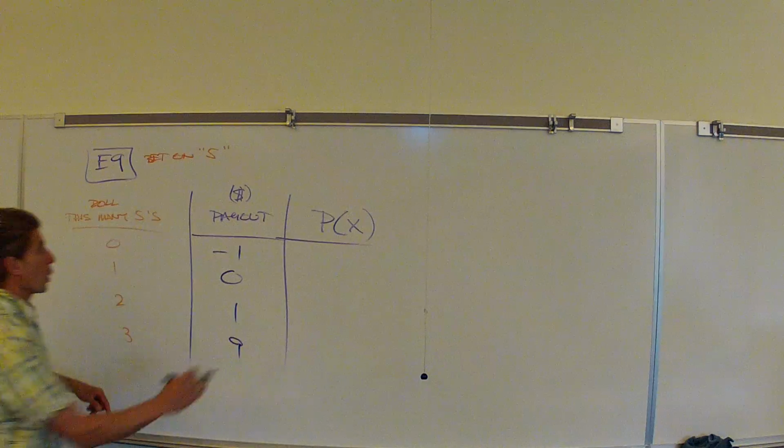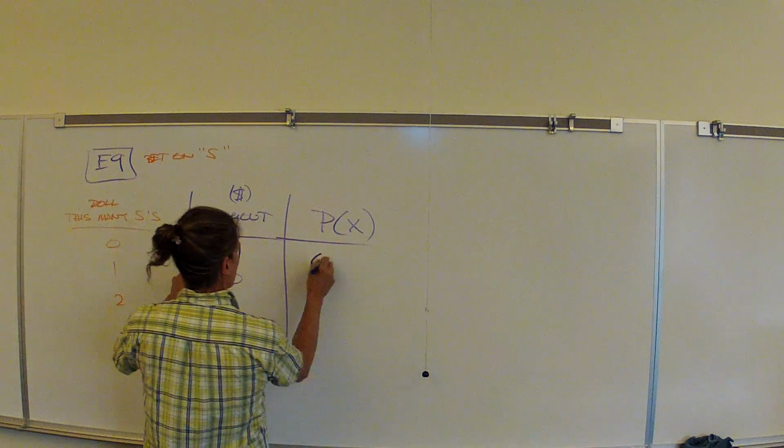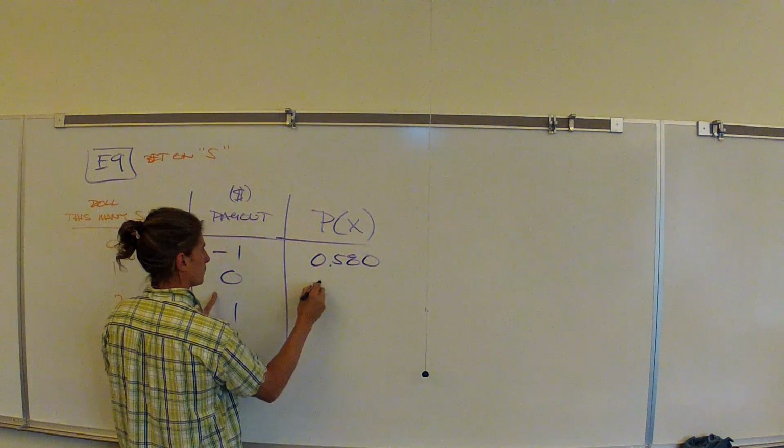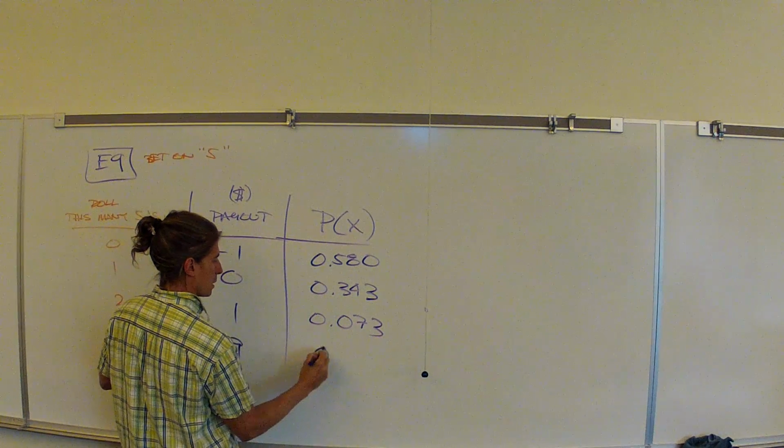Here's where I need you guys. What are these probabilities from class? Do you still have those written down? Haley, you got them? 0.580. Awesome. 0.343. Awesome. 0.073. Yes. And 0.005. And whatever's left.